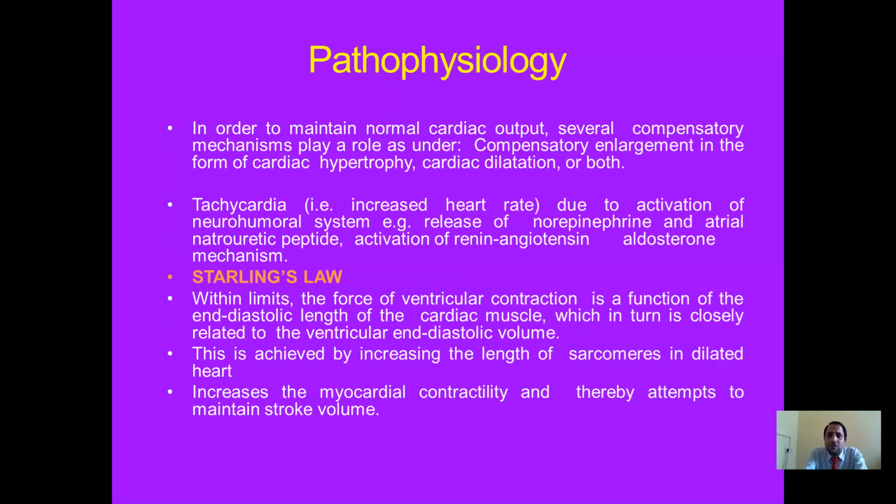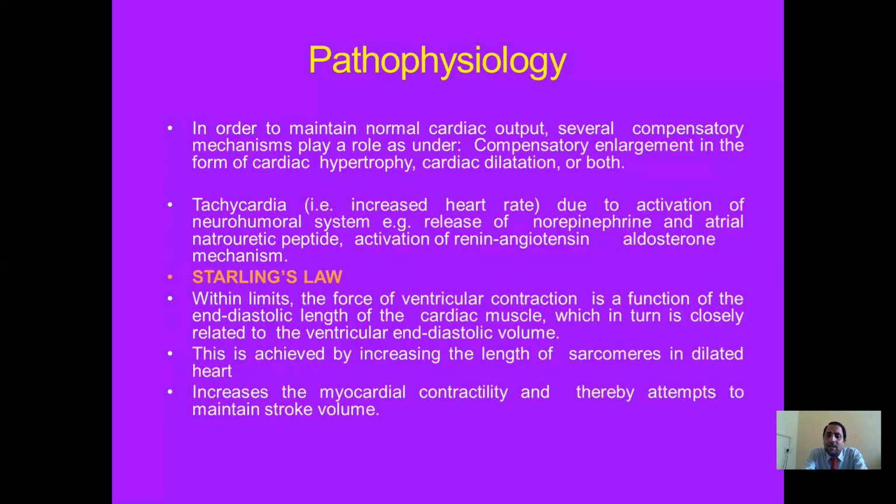Now, coming to the pathophysiology of congestive heart failure, in order to maintain normal cardiac output, various compensatory mechanisms play an important role in congestive heart failure. First, there is tachycardia, and the activation of the neurohormonal system due to the release of norepinephrine and ANP, atrial natriuretic peptide, and activation of the renin angiotensin aldosterone system.